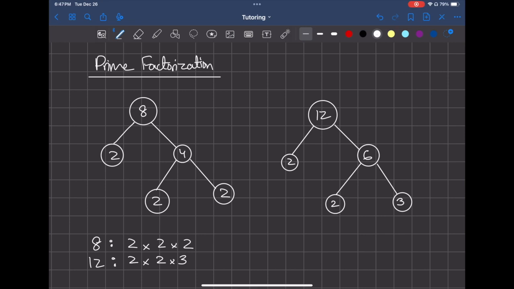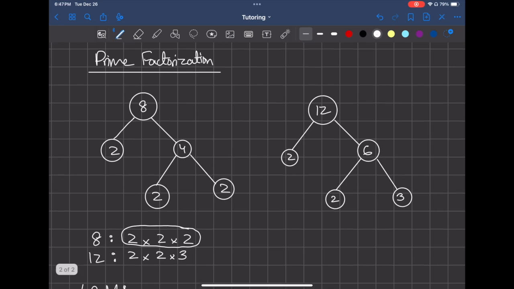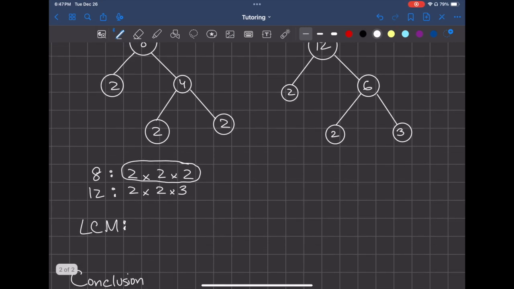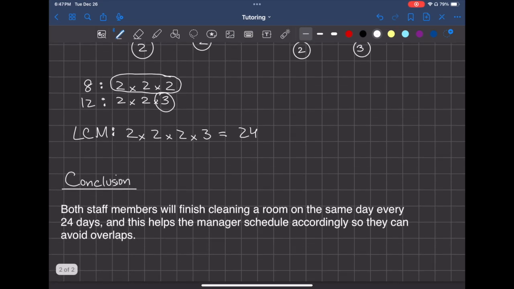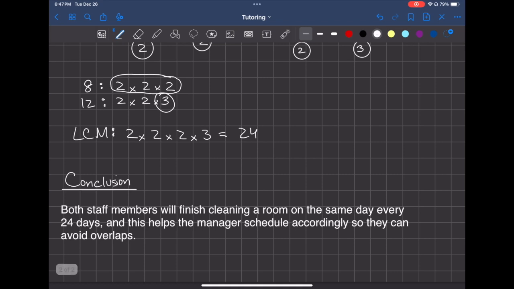Now, we look for the maximum powers for each prime factor. 8 has 3 2's in it, while 12 just has 2 of them, so we circle the 3 2's since it is the greater value. We just have one value of 3, and so we just circle that since it is the greatest number of 3 available. So we can write the LCM as 2 times 2 times 2 times 3, which gives us 24. What this answer tells us is that both staff members will finish cleaning a room on the same day every 24 days, and this helps the manager schedule accordingly so they can avoid overlaps.